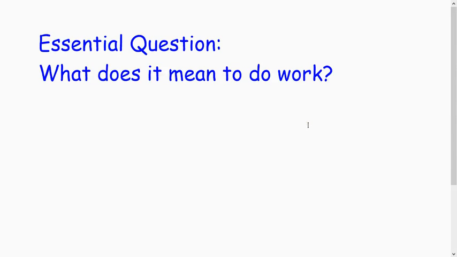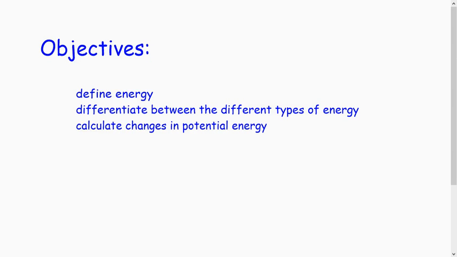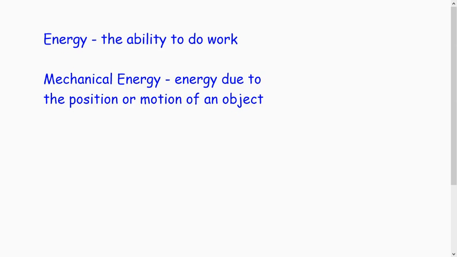The essential question for this unit is, what does it mean to do work? By the end of this video, you should be able to define energy, differentiate between the different types of energy, and calculate changes in potential energy. Energy is defined as the ability to do work.